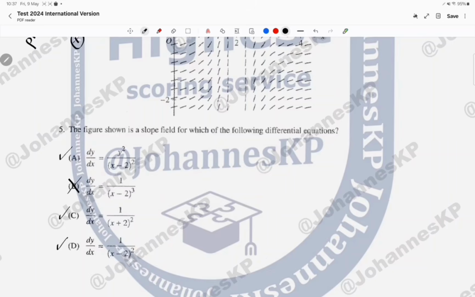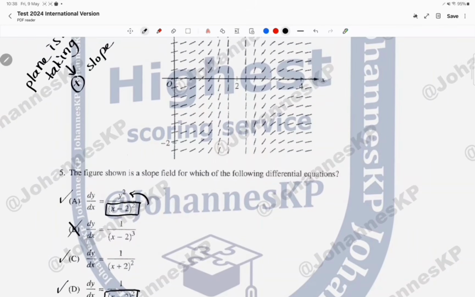Okay. Now, let's see what's common between A and C and D. Or no, you know what? Look at A and D. What do they have in common? The denominator. They both have the same denominator. Okay. But how are they different? The numerator. Y squared.